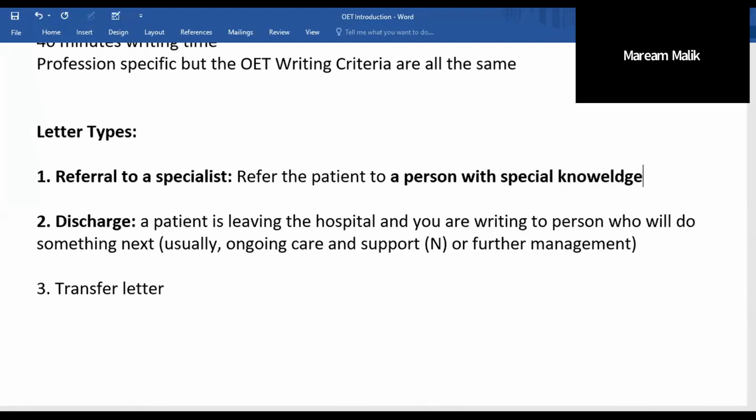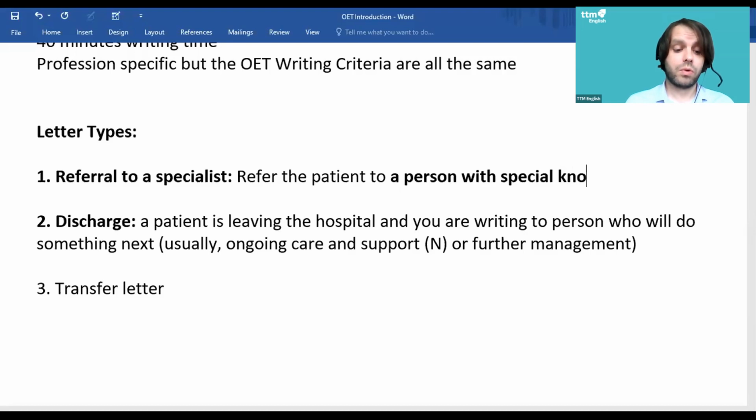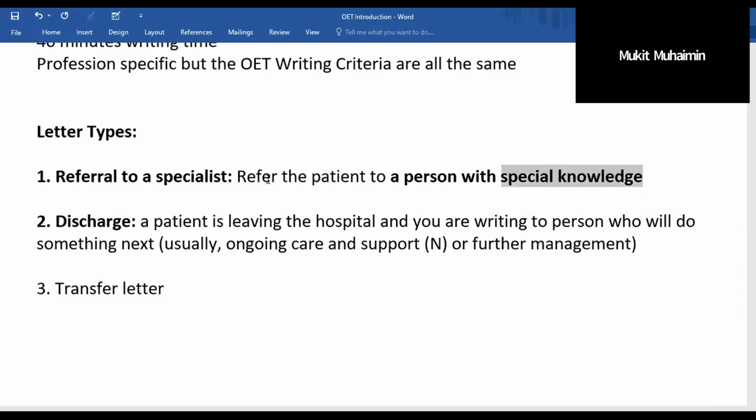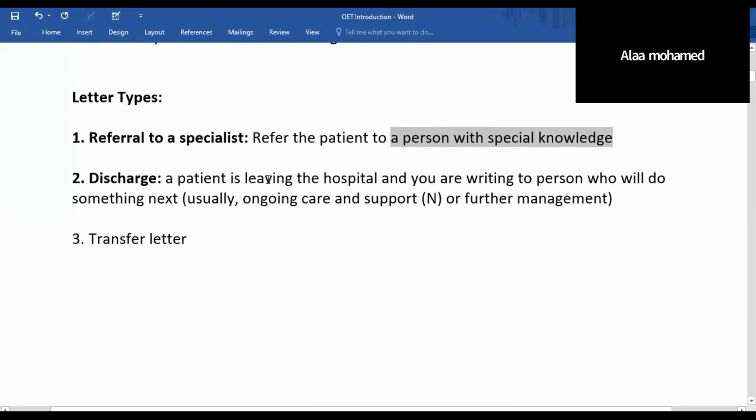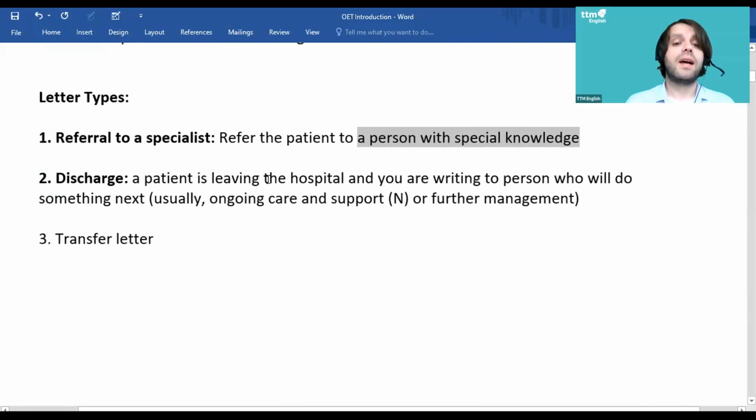You could be a physio, though. Maybe, not a doctor necessarily. Could be an occupational therapist. We've seen one of those, haven't we? So in general, you're referring the patient to a person with special knowledge, and you're usually asking them to do something next. What are you asking them to do?